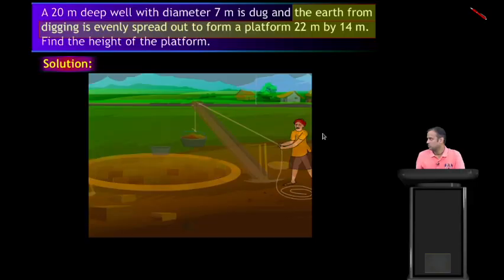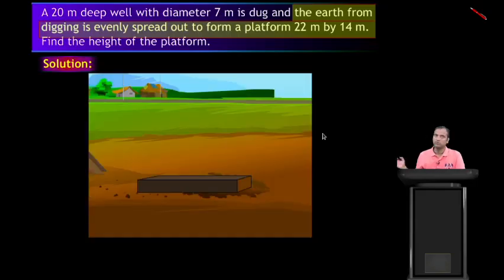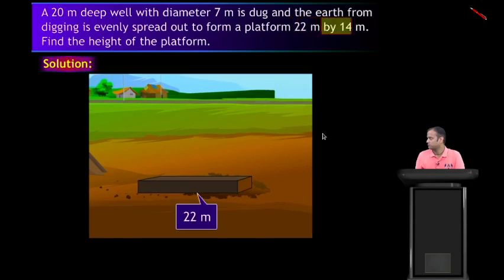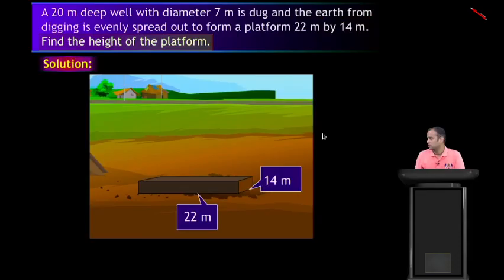And all the soil is then spread out to form a cuboidal shape. It is given L is 22, B is 14, and we have to find the H. Again we will use the same method. What is that method? Volume of cylinder is equal to the volume of cuboid.